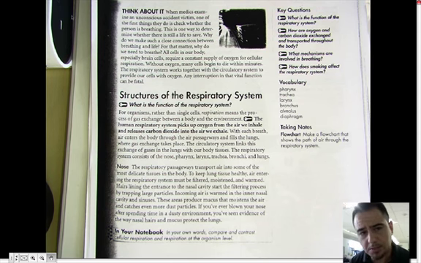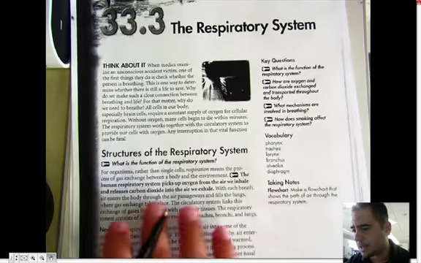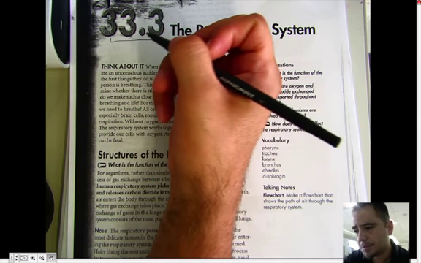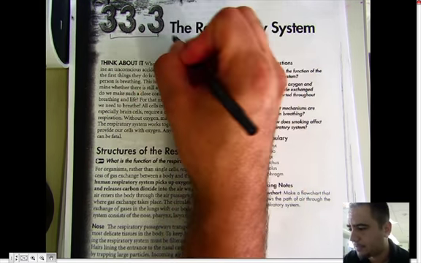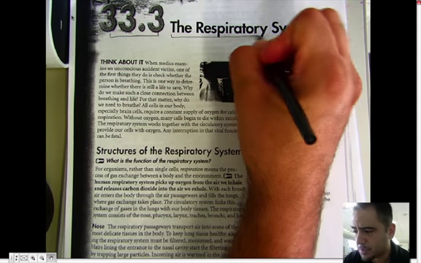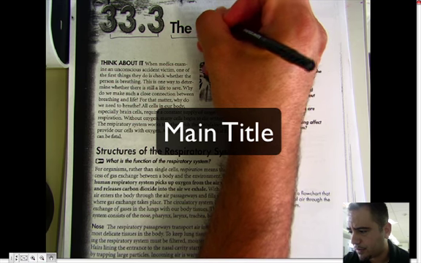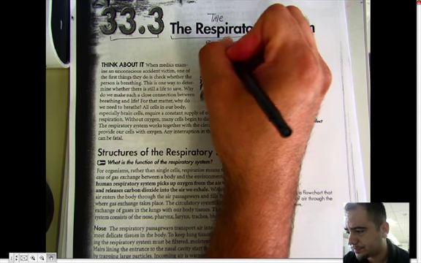So here's the first thing we do. Let's look at the text features that we have here. I look at the heading. It tells me what chapter and what unit we're on. That's not too important, but I'm looking at that. I know we're going to learn about the respiratory system, so this is the main title. I know that has to do with breathing.